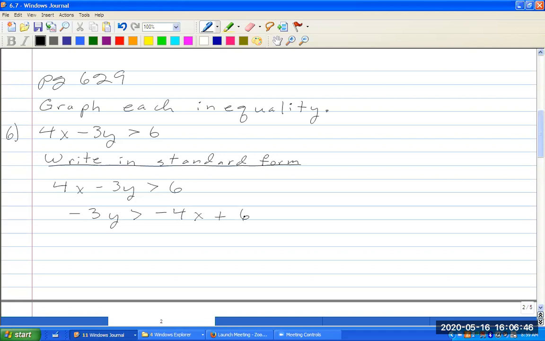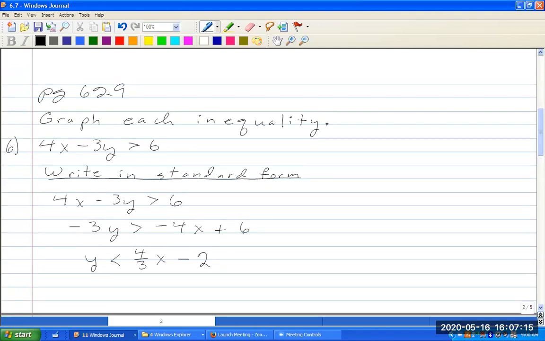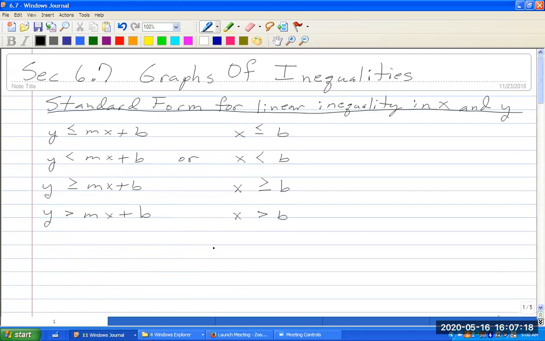Then divide both sides by a negative number, so I'm going to switch the inequality around. So y is going to be less than 4/3 x, a positive 4/3, and 6 divided by negative 3 is negative 2. So the first thing to note here is that if we're less than, then it's true below.